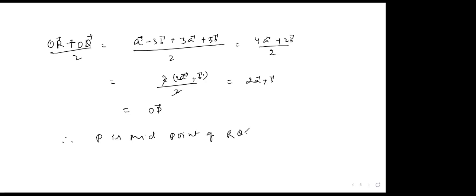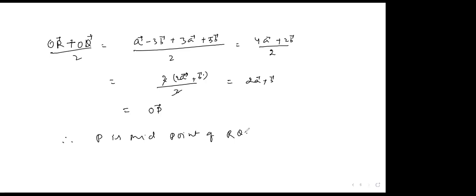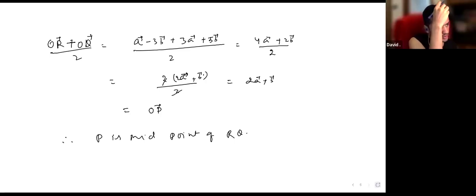Question number 10. The two adjacent sides of a parallelogram are given. Find the unit vector parallel to its diagonal.